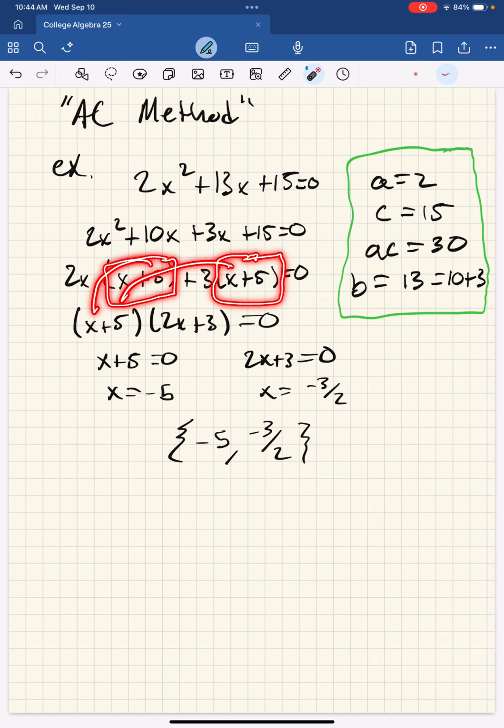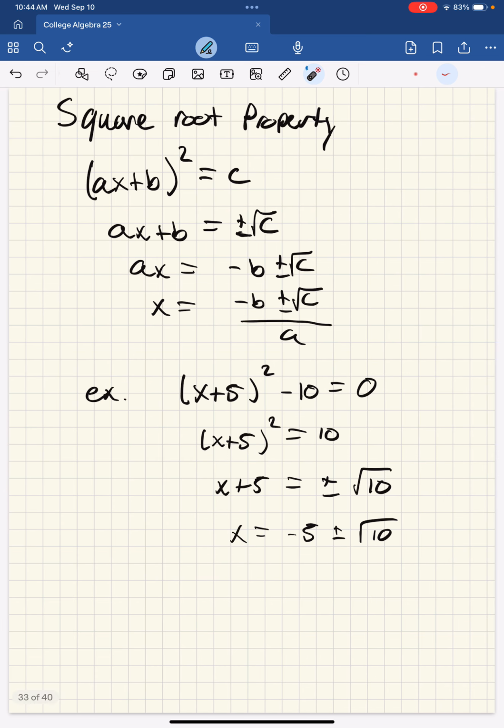Therefore, we can factor that out. And so on this one, that factors as x plus 5 times 2x plus 3. Set each factor equal to 0 and solve. The square root property simply says that if we have a perfect square on one side by itself, we can square root both sides. Something to remember is, since we're representing a variable, when you square root a real number, there is a positive and a negative root.